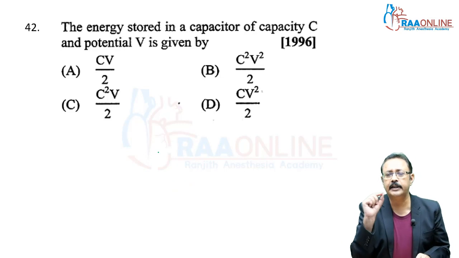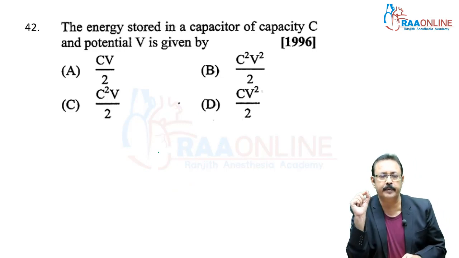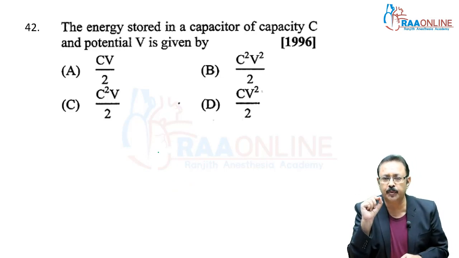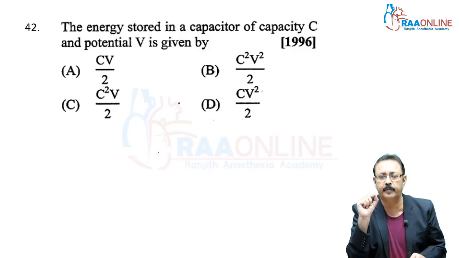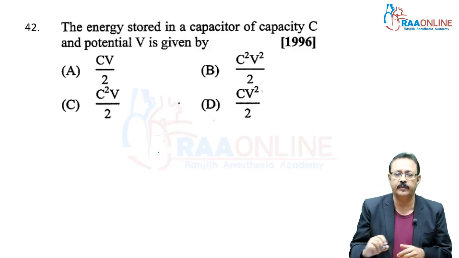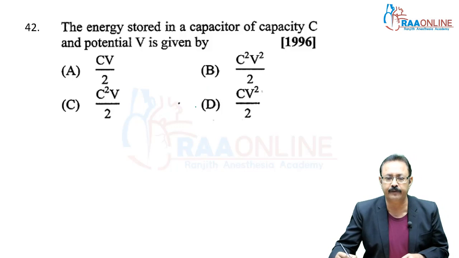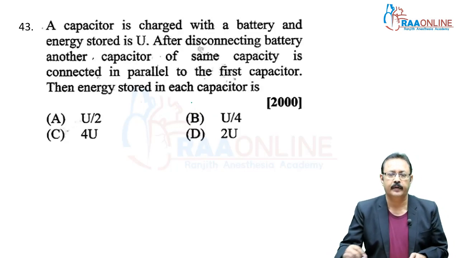Next, it is from 1996 AIPMT. The energy stored in a capacitor of capacity C and potential V is given by, we know the formula, half CV square. So we will go with option D.